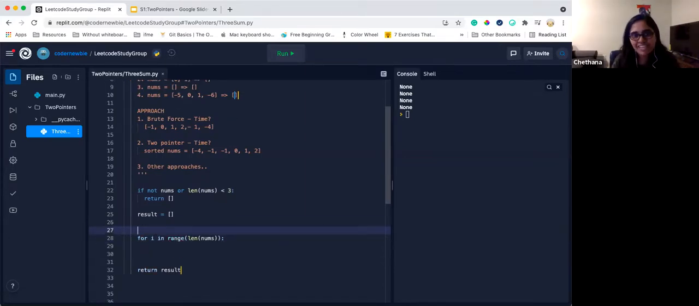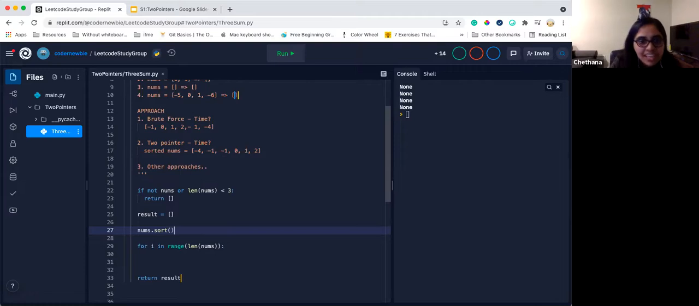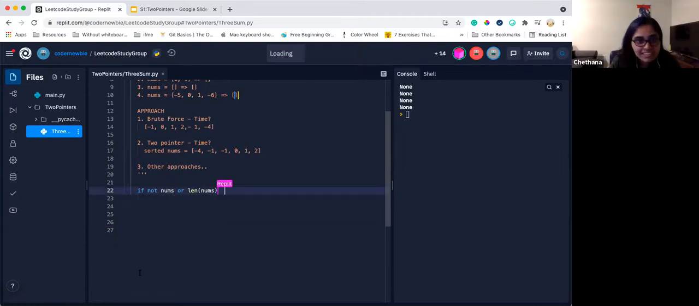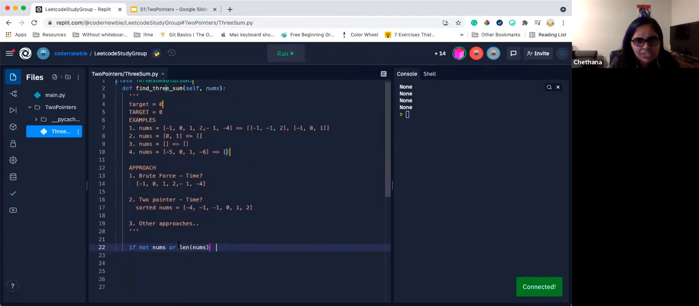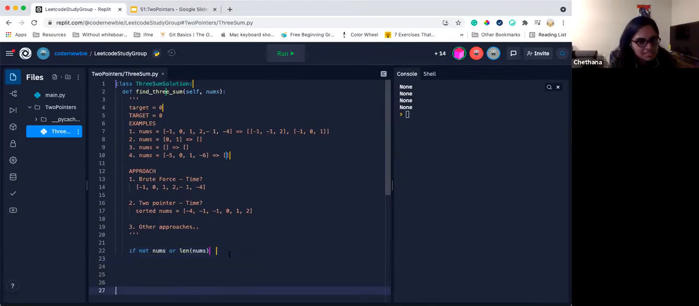We did forget one slight thing. Remember, we need to sort. So let's sort first. Weird, why is it doing that? My code is constantly changing. Let's see where we can move this to. Definitely not sure why it changed.